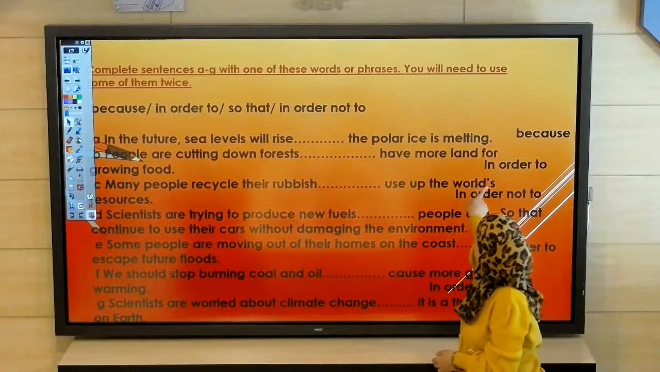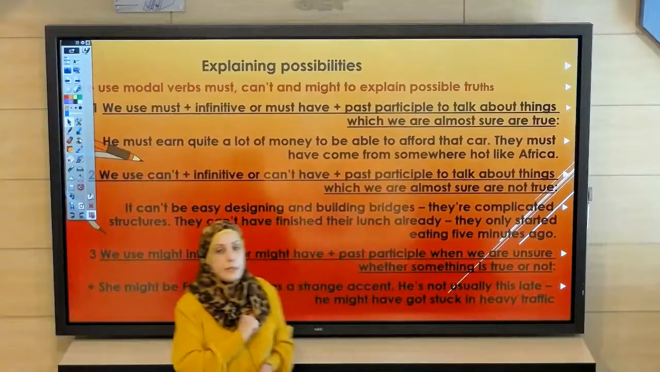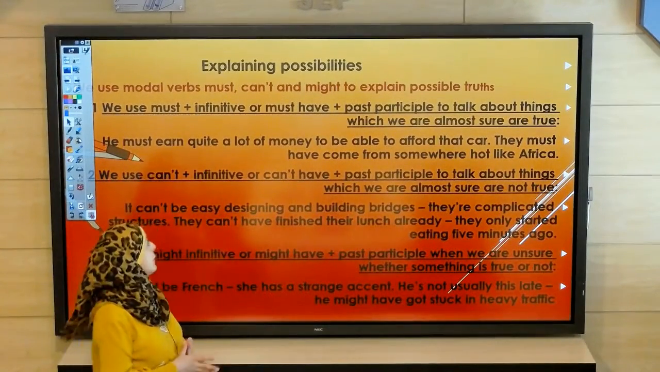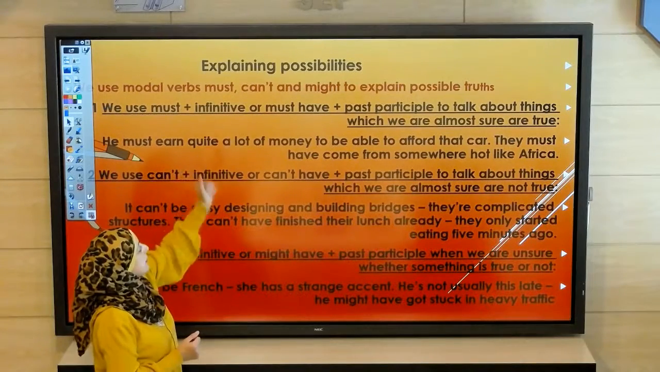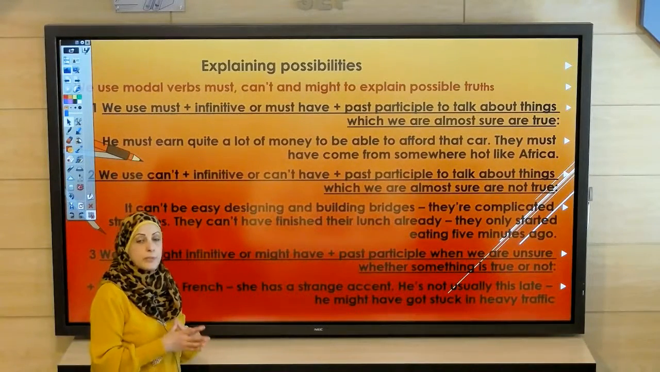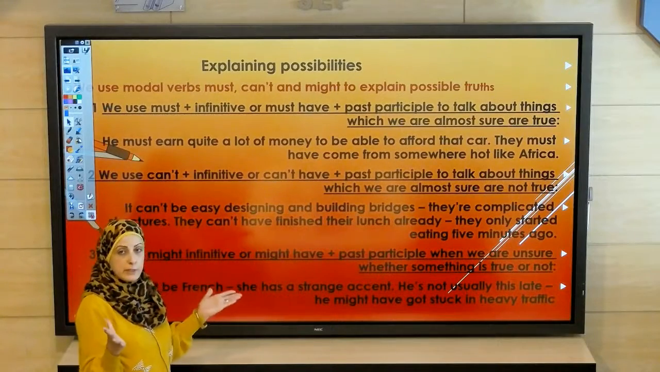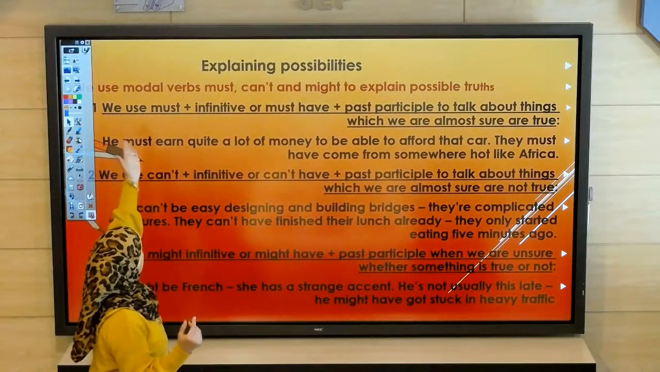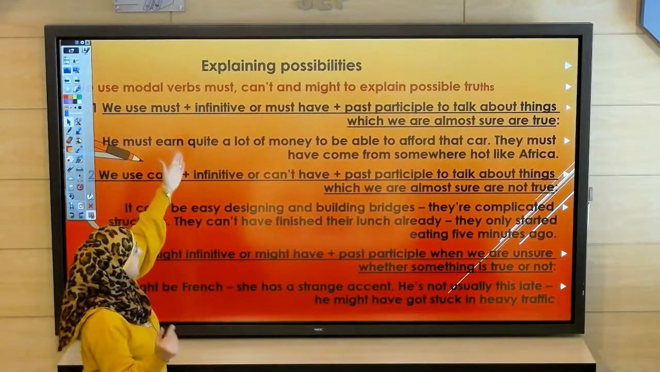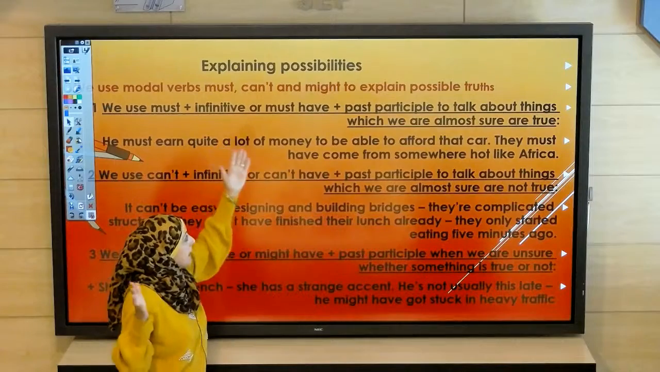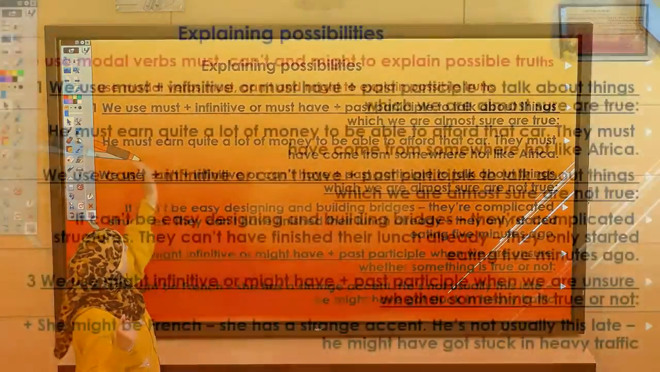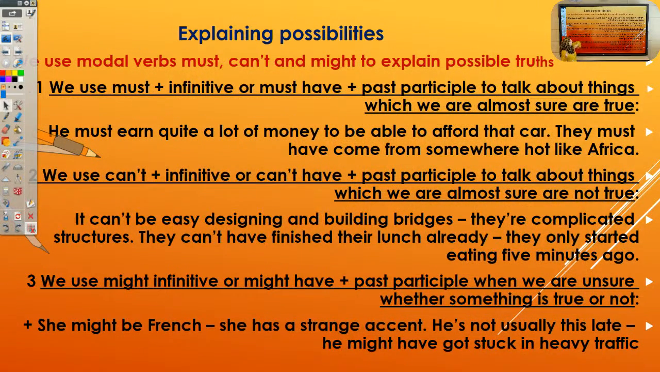Okay? Now, we have finished the first section of our lesson. Now let's move to the second part here in Unit 5, explaining possibilities. What do we mean by explaining possibilities? Here we have, okay, 3 words. We use modal verbs, must, can't, and might, okay, to explain possible truths.